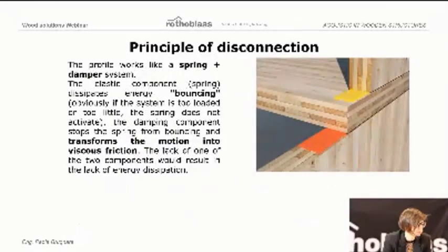So from a mechanical point of view, the profile that we install between the two masses works like a spring and a damper. The elastic component of the material, which is the spring of the system, dissipates energy bouncing. And the damping component of the material stops the spring from bouncing and transforms the motion into viscous friction. Of course, it is important to have both of the components in order to have the dissipation of energy.